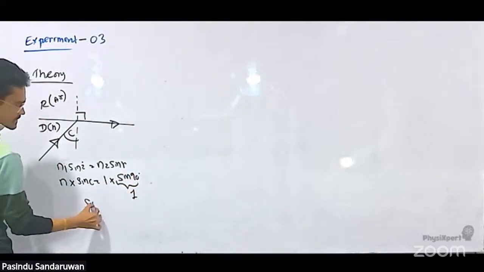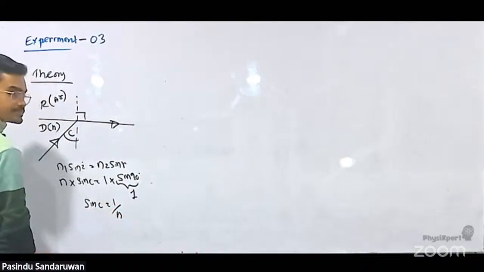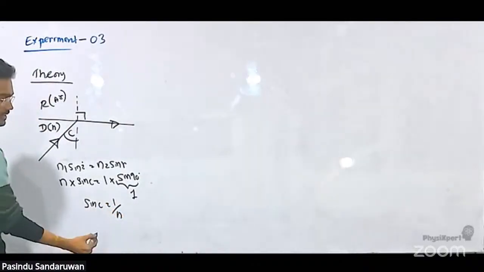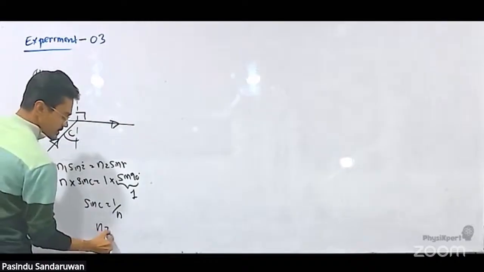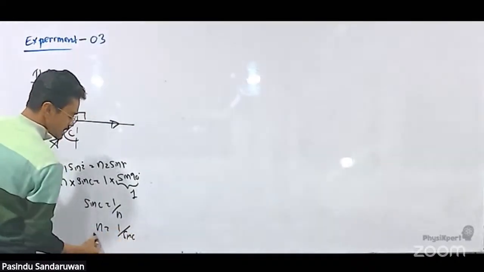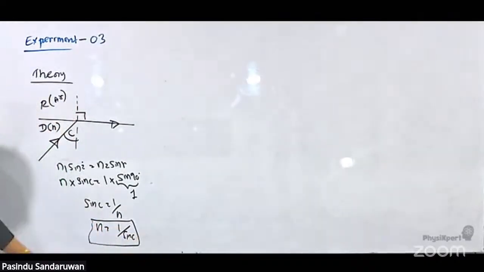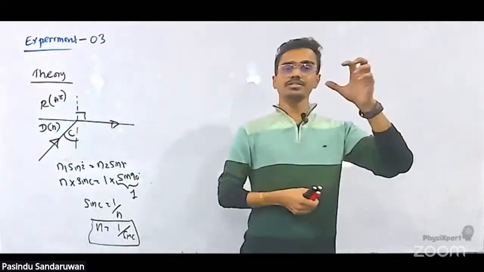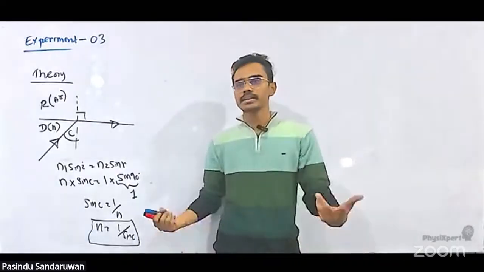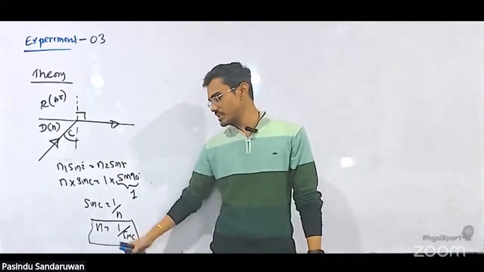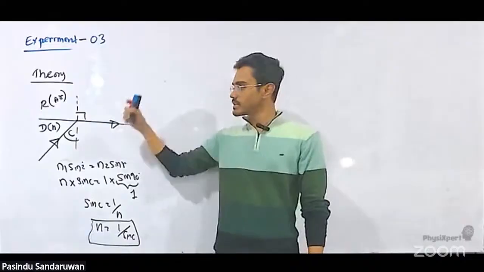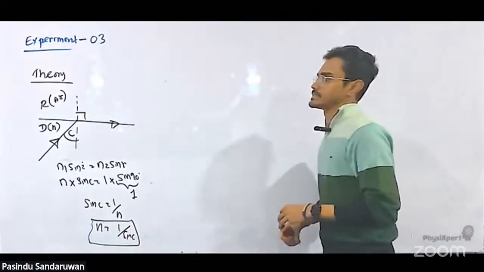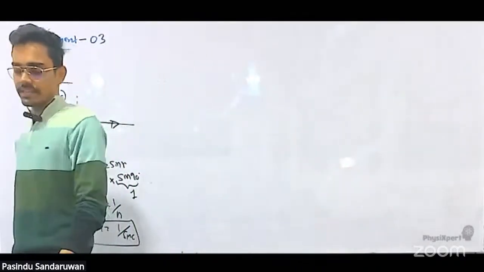Then sin c equals 1 over n, so n equals 1 over sin c. This is the theory. Using this equation, you can determine the refractive index of the prism by the critical angle. If the critical angle is known, the refractive index of the prism can be determined just by using this equation, n equals 1 over sin c. Take it down as a theory.